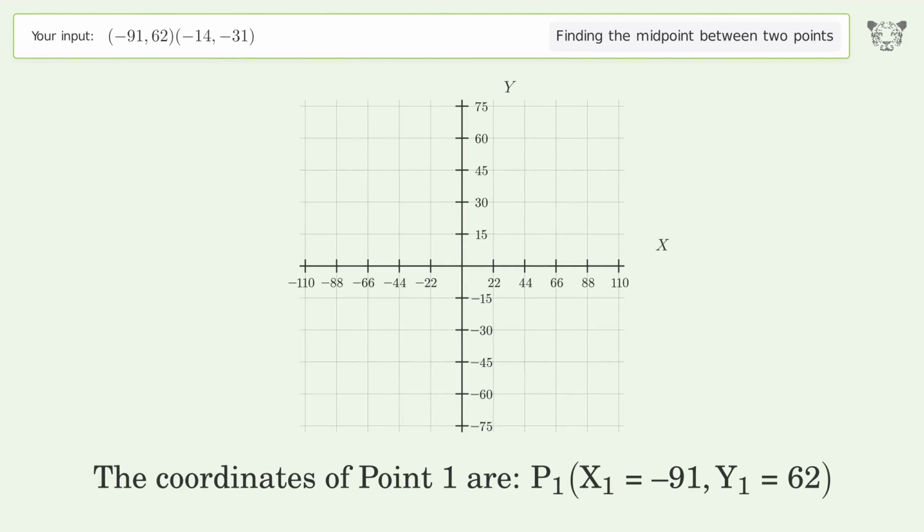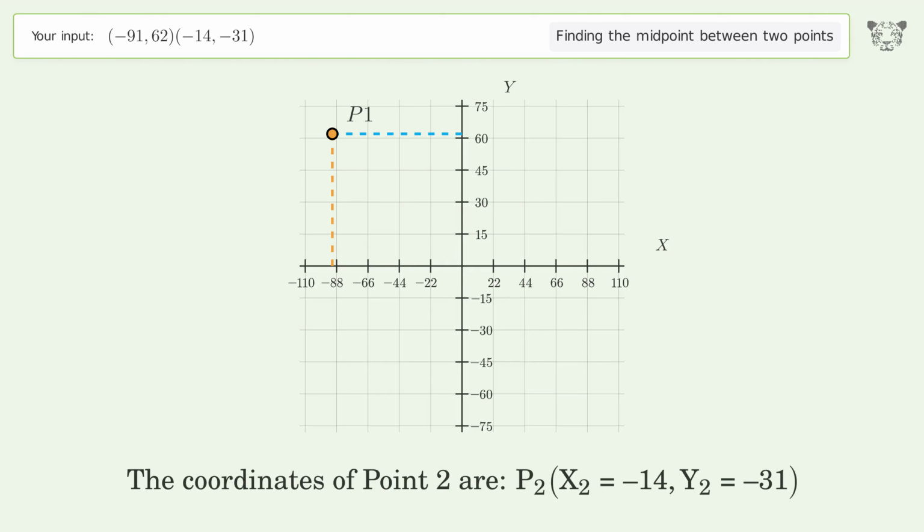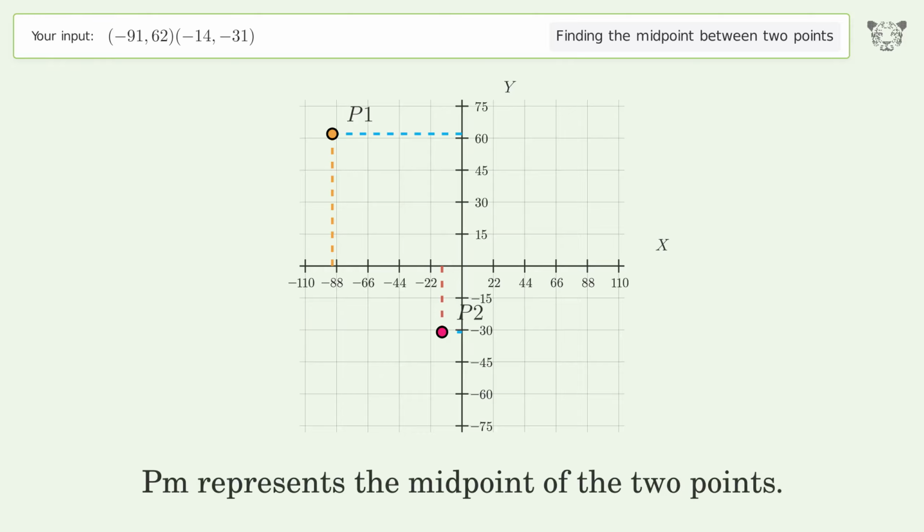The coordinates of point 1 are x1 equals negative 91, y1 equals 62. The coordinates of point 2 are x2 equals negative 14, y2 equals negative 31. PM represents the midpoint of the 2 points.